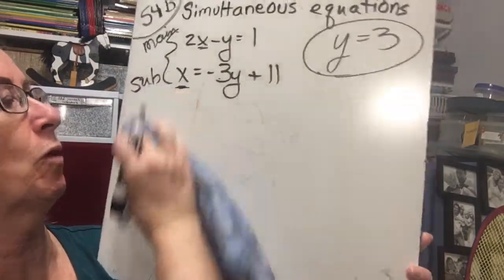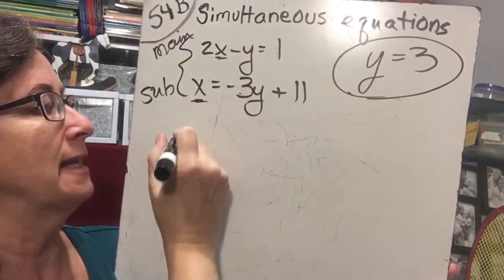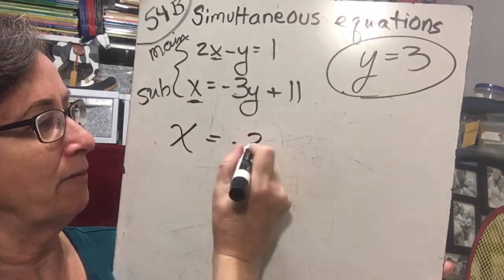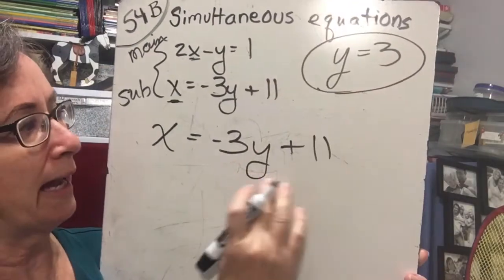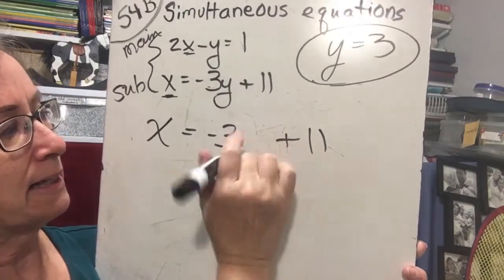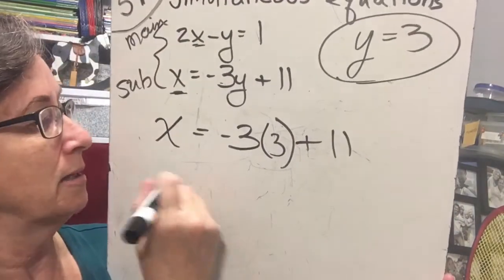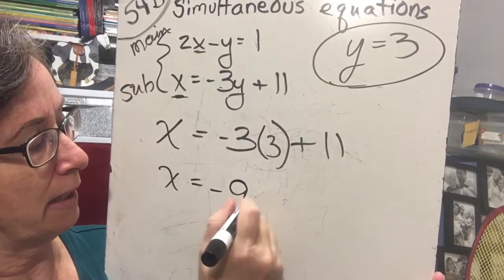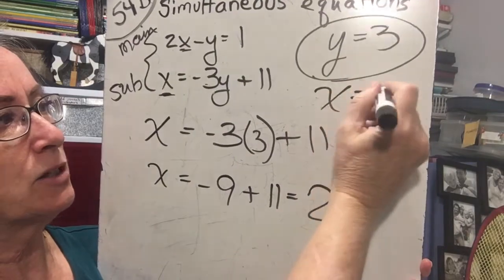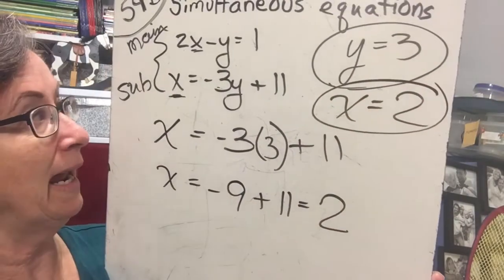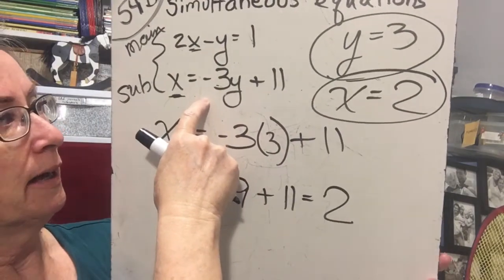I found out what y is. So now look at this equation. Look at my sub-equation. It says x is negative 3y plus 11. But we just found out that y is 3. So let's take out the y and plug in a 3 because we can substitute. So x is negative 9 plus 11 equals 2. So x is 2.